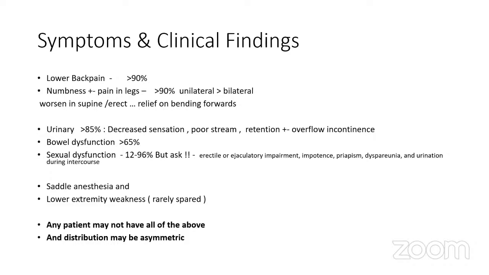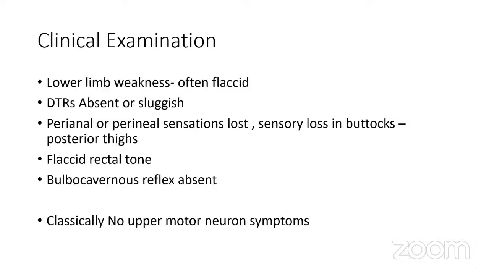Sexual dysfunction, depending on how proactively we ask, the range can be from 12 to 96% of patients. This could be erectile dysfunction, ejaculatory impairment, impotence, even priapism has been described, dyspareunia, or urination during intercourse. Saddle anesthesia remains an important finding. Lower extremity weakness. And it is important to note that some patients may not have the entire constellation. And cauda equina, by definition, is often asymmetric, unlike conus, which is symmetric.